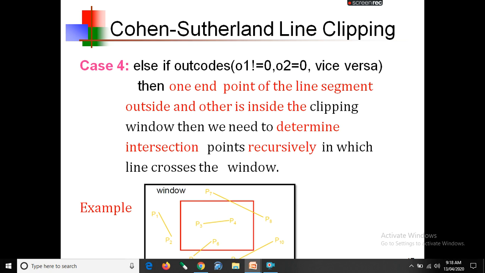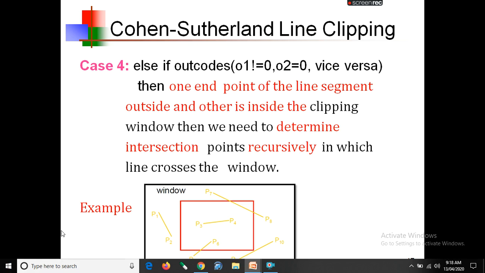If one endpoint is inside the clipping window and the other endpoint is outside the clipping window, then we need to determine only one intersection point, with respect to the endpoint that lies outside the clipping window, by using the previous intersection point formulas. So in the case where one endpoint lies inside the clipping window and the other lies outside, we need to calculate the intersection point with respect to case 4.